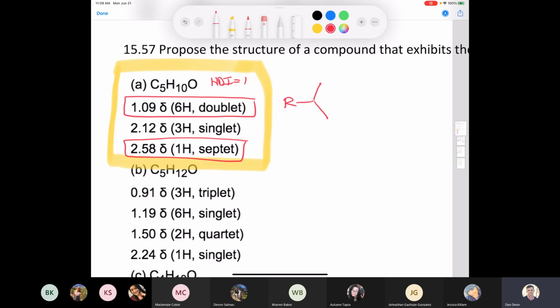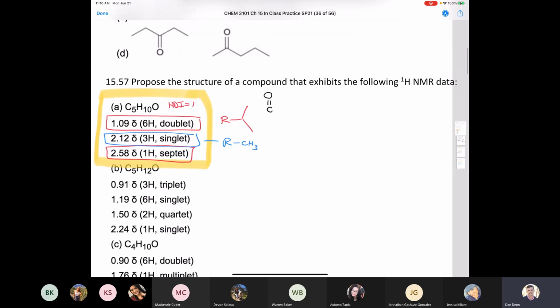If you have 3 protons that are a singlet, the only possibility then for these would be a methyl group, just a plain old methyl group. But this only accounts for 1, 2, 3, 4 carbons, and you've got 5 carbons, but you've got an HDI of 1 and you have an oxygen. So that tells you that you must have a carbonyl. So the only way to put all this stuff together is to have your carbonyl, have the methyl on one side, and have the isopropyl group on the other side, like that. And there's the compound, just like that.